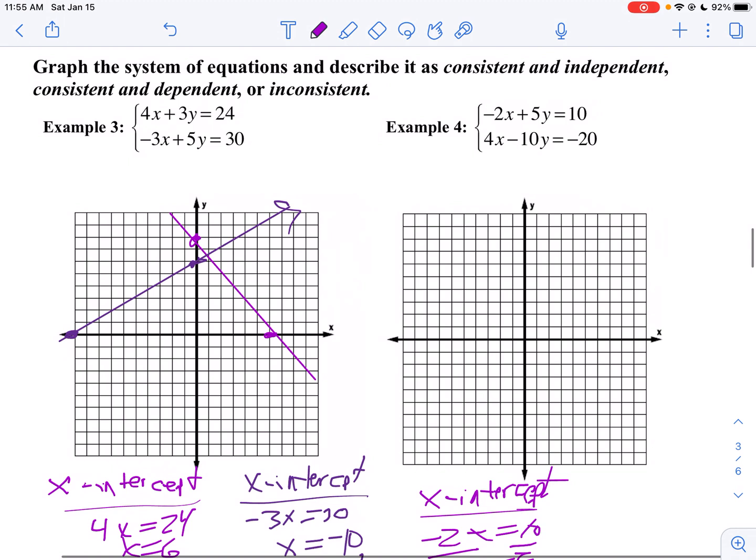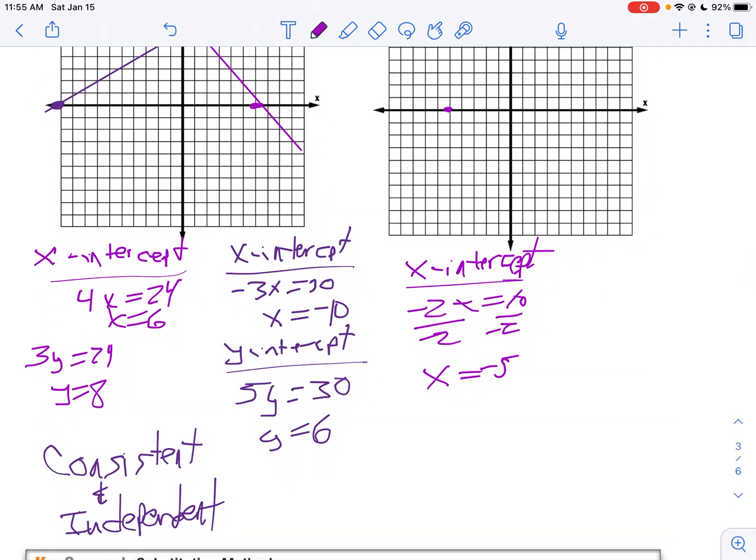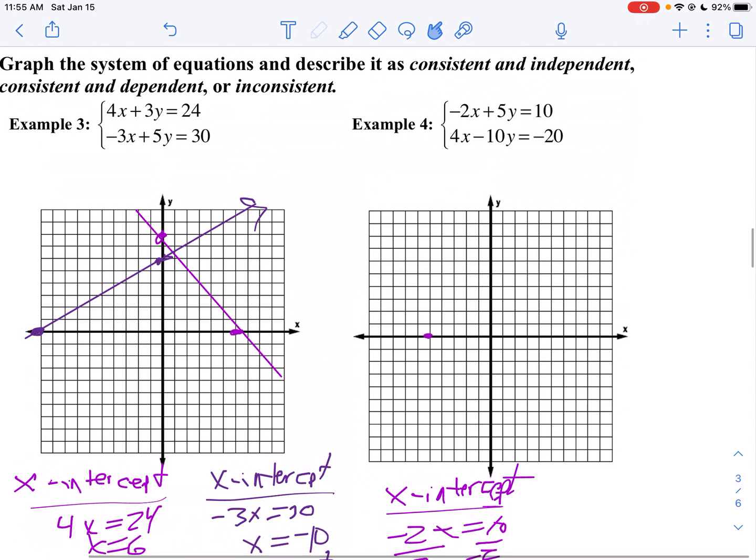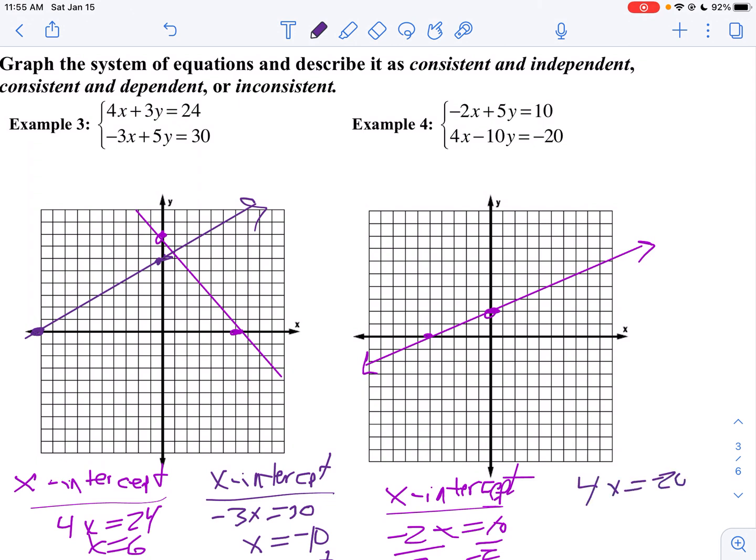Oops. There we go. I'll do my y-intercept, so 5y equals 10, or y equals 2. So I'll go up 2 on my y-axis. And then I'll draw my line going through those 2 points. Now let's do the bottom equation. So I'll have 4x equals negative 20, or x equals negative 5.